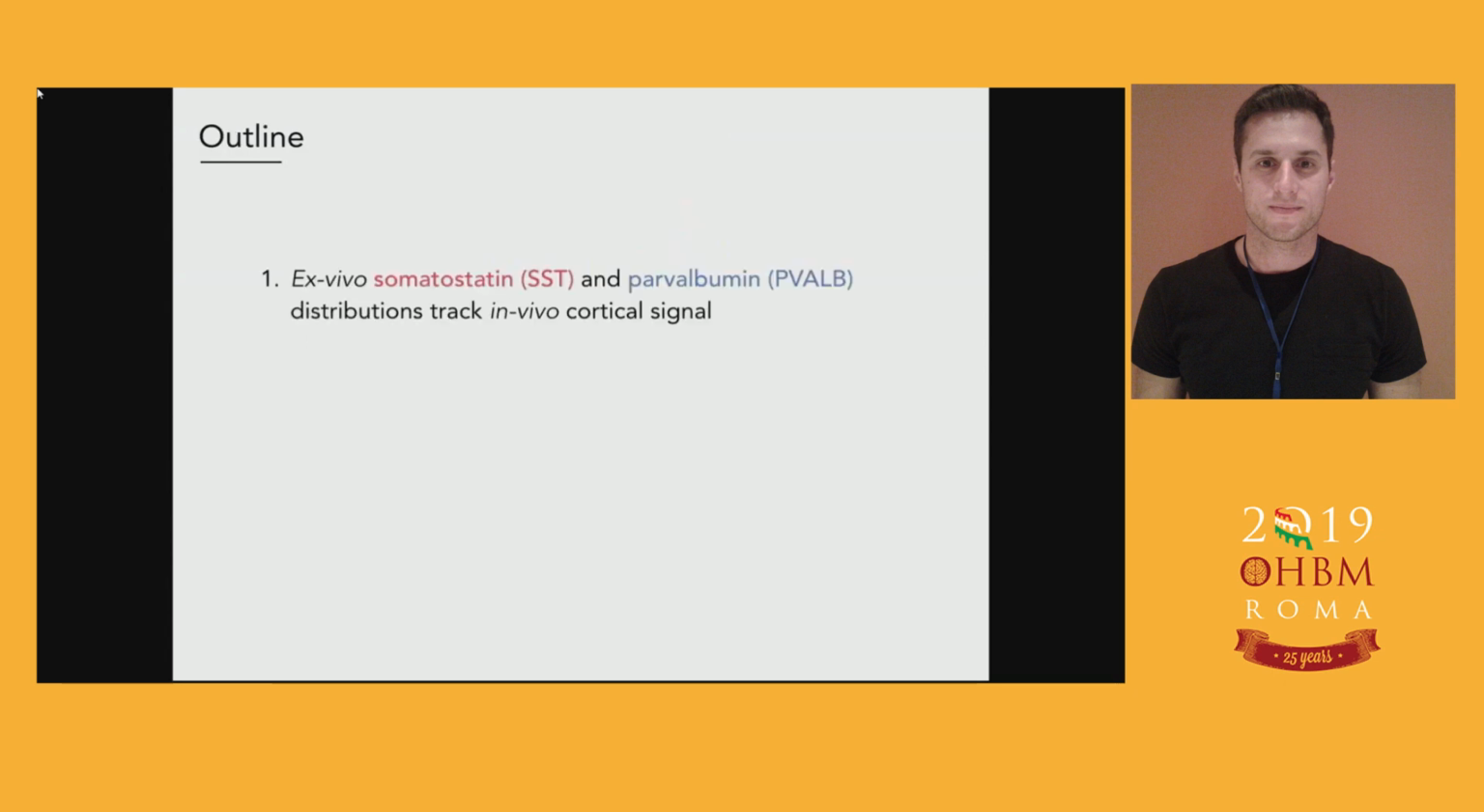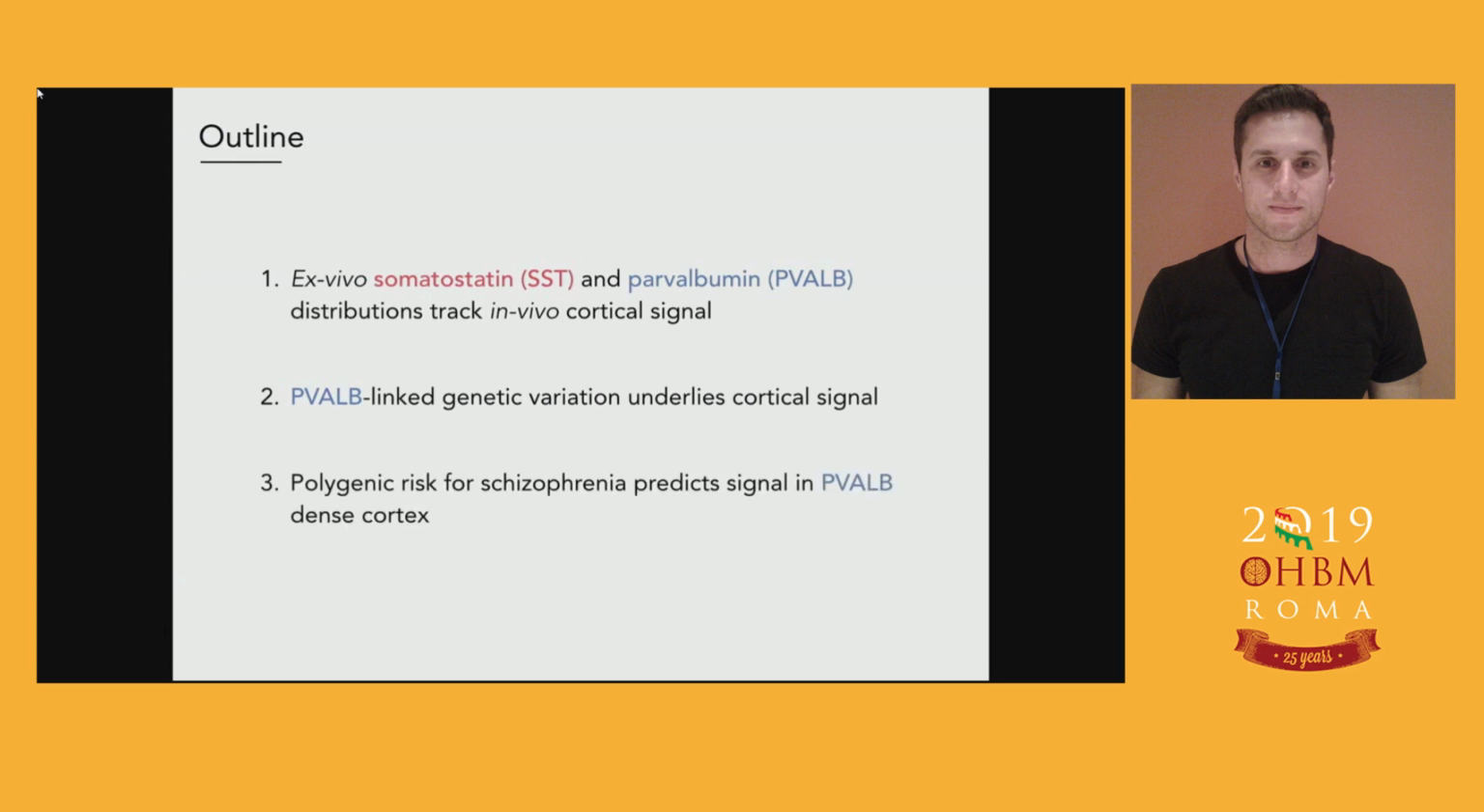I'll tell you three things during this talk. The first is that post-mortem measurements of interneuron distributions throughout the brain closely track in vivo measurements of cortical signal amplitude. Next, I'll make the case using genetics that parvalbumin interneurons in particular underlie variation in cortical signal. And at the end of this talk, I'll show you functional correlates of polygenic risk for schizophrenia and how they implicate parvalbumin interneurons in particular.